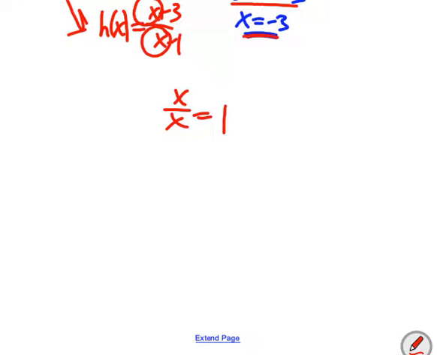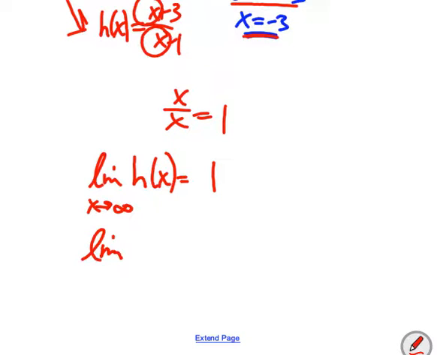So if we were to write this in limit notation, similar to what we had for the last one, the limit of the function as x approaches infinity is 1, and also the limit of the function as x approaches negative infinity is equal to 1.